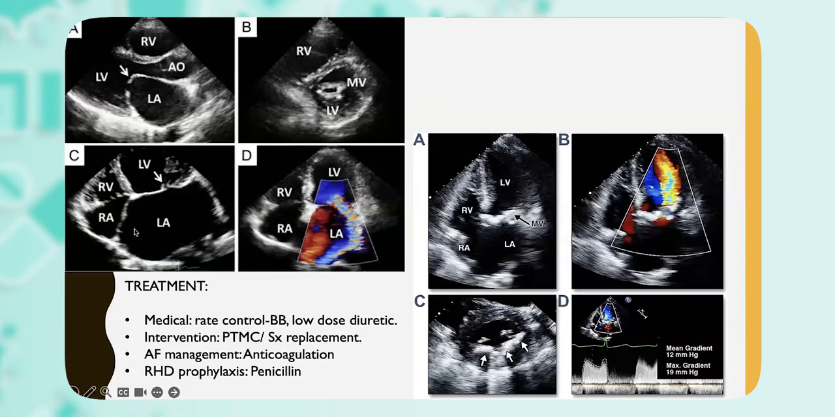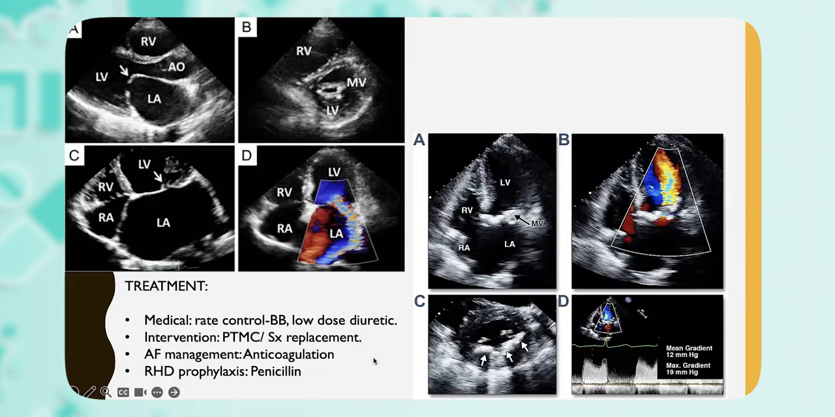This is a huge RA. See how small the RV is. This is a huge LA. This is the mitral valve. This is an MR, this is not an MS. This is an MS, like a flame. It's a flame-shaped appearance of turbulence going from LA to LV.